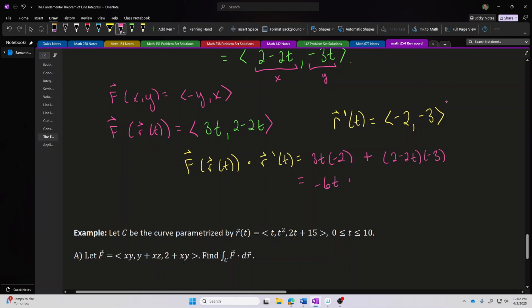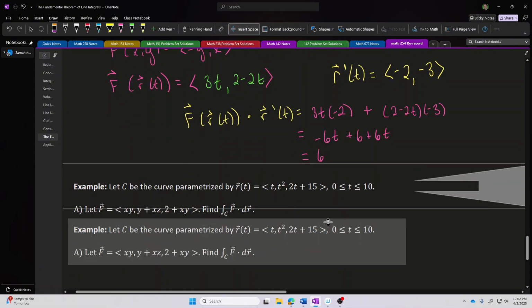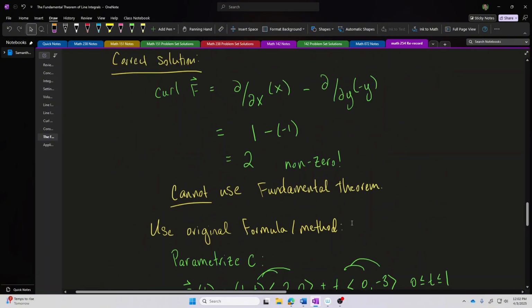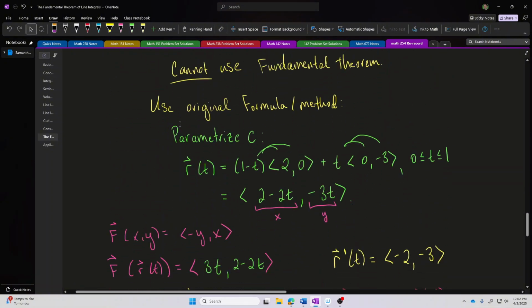Simplify that. And so it looks like our dot product is equal to the constant number 6. Finally, all that's left to do is to integrate the result of this dot product, starting from our initial t value to our final t value that we established when we set up the parameterization of the curve. For a line segment set up in this fashion, t going from 0 to 1.